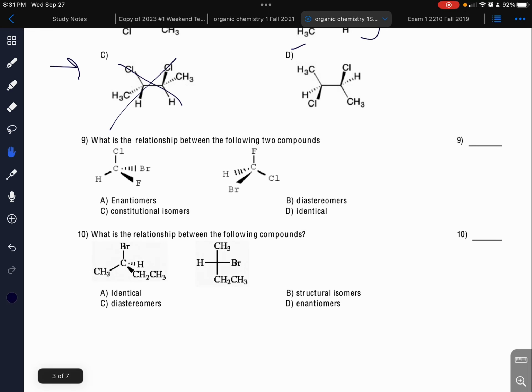Okay, what's the relationship between the following two compounds? Let's eliminate what it can't be. There's only one chiral center, so it cannot be diastereomers. They both have the same chemical formula and there's only one carbon, so it cannot be constitutional. So they are either the same or enantiomers. 1, 2, 3. This is S. 1, 2, 3. This is also S. They are identical.